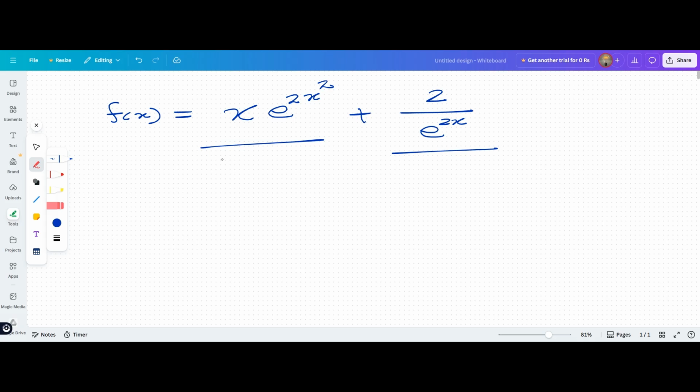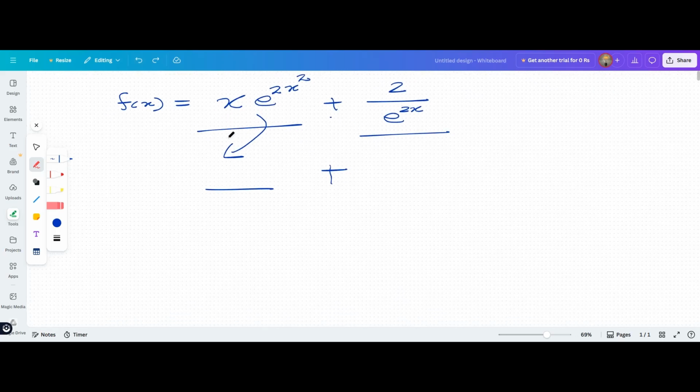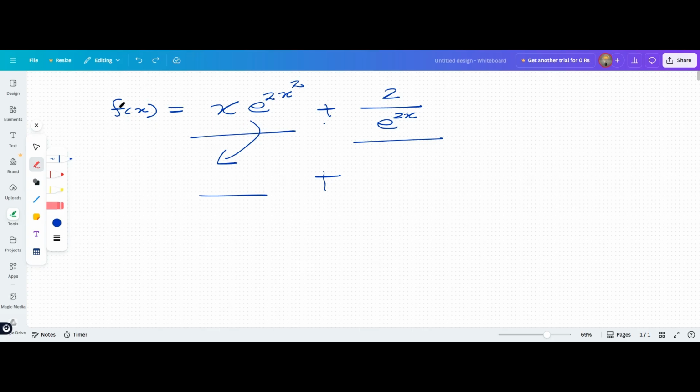So what you can do is take this term and differentiate it, write it down. Plus, put a plus. Again, take this and differentiate it and write it. That's it. That will be the final answer. So we'll do one by one. Before jumping into differentiation, if you see this question, wait.